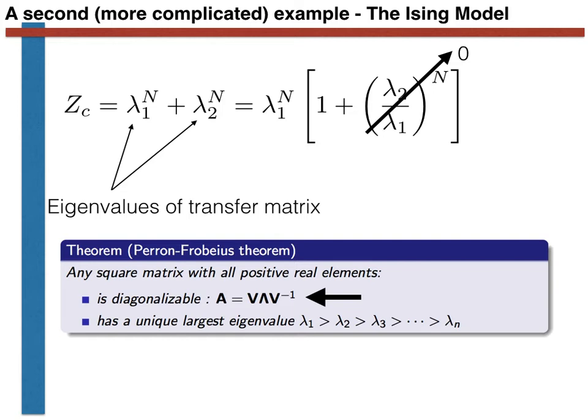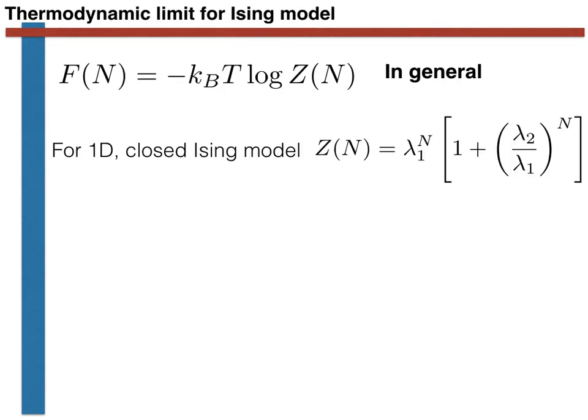Let's now use this fact to calculate the value of the free energy for a group of Ising spins in the thermodynamic limit. Remember that the free energy is related to the partition function by the equation shown at the top of this slide, and that for a one-dimensional closed Ising model, the partition function is given by the expression shown in the middle of this slide.